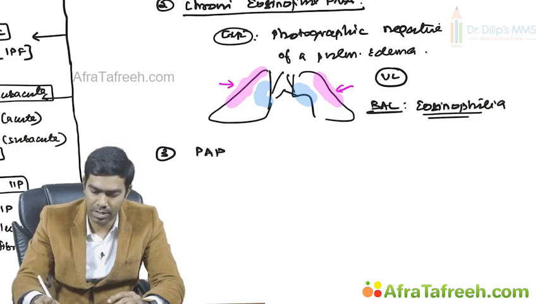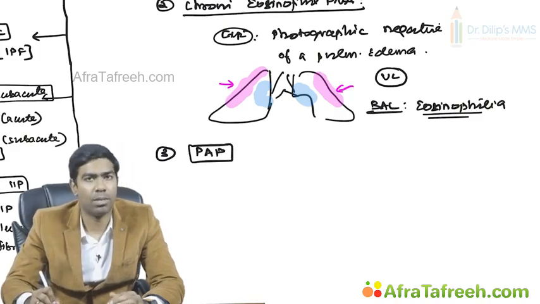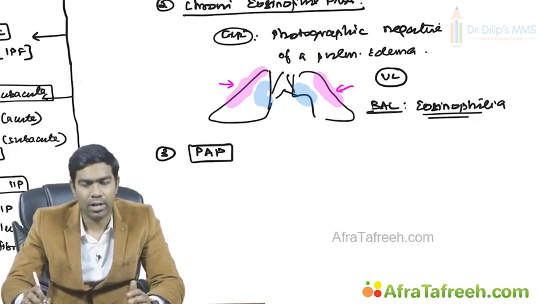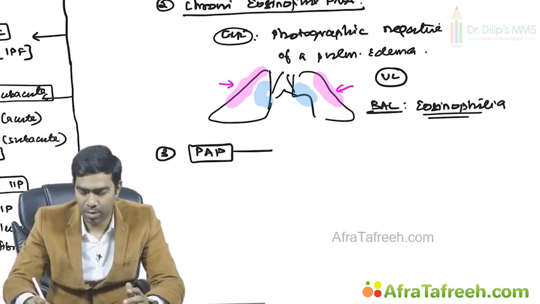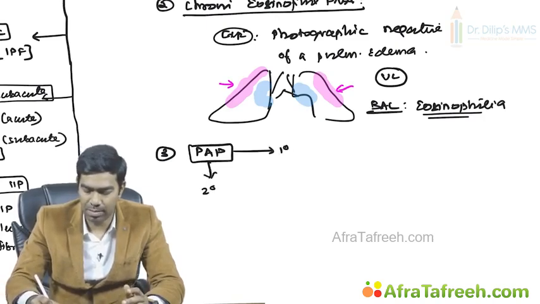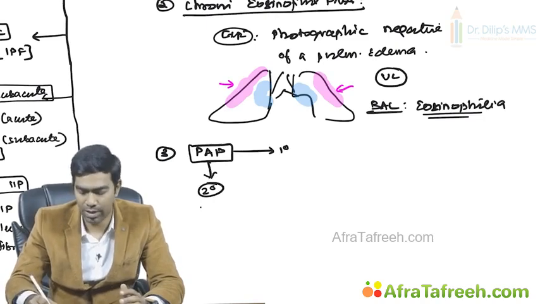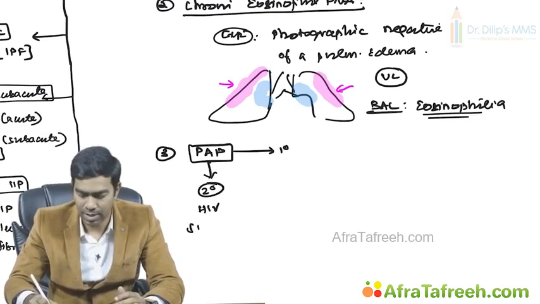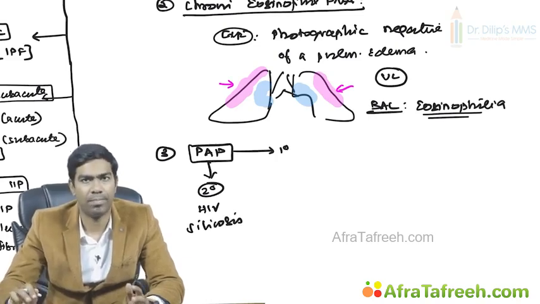Third one, you have a special disorder called PAP. That's called pulmonary alveolar proteinosis. There are a lot of types of PAP. You have primary PAP and secondary PAP. Secondary PAP will have some causes, for example, even HIV can cause PAP, silicosis can cause PAP. Like this, a lot of conditions can produce PAP, pulmonary alveolar proteinosis.